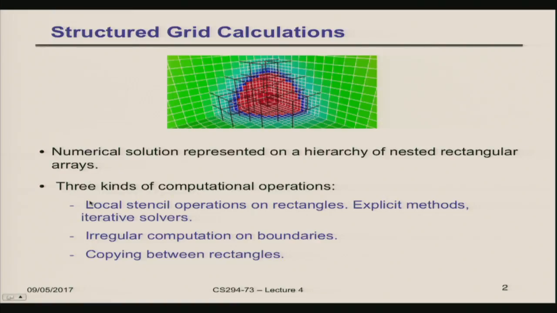Because what we do is we look at what kinds of calculations we do, and we see that there are local stencil operations on rectangles corresponding to either explicit methods or iterative solvers. Typically, you have to do something irregular on boundaries, whether it's on a domain boundary or on a boundary like this between different levels of refinement. You often have to copy between rectangles. Now, this looks like a very specialized setup. Well, it is for this kind of multi-resolution hierarchical calculation.